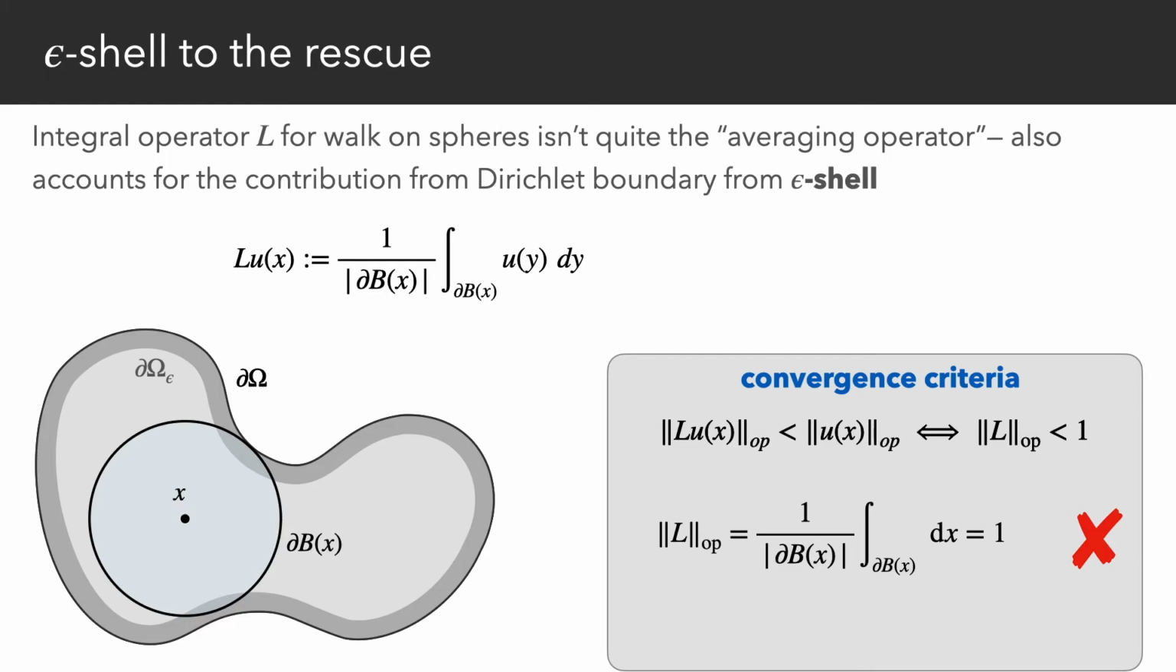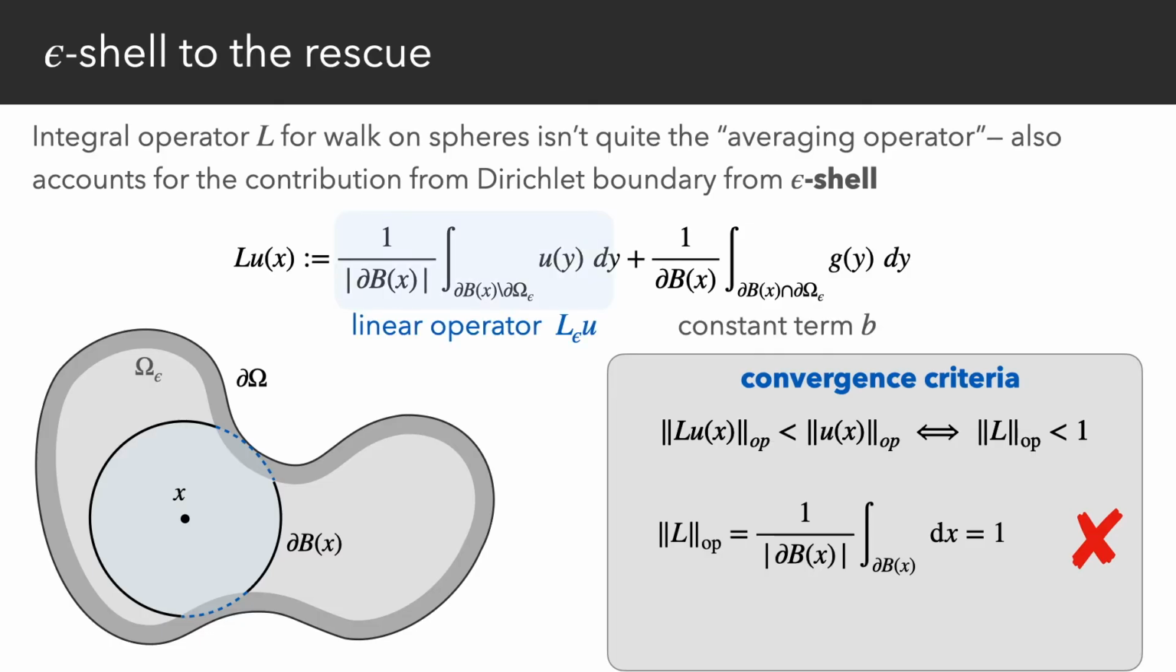Fortunately, walk-on-spheres doesn't exactly use the averaging operator. It instead evaluates the solution in the domain and the boundary data in the epsilon shell. The recursive operator, therefore, is only defined over a subset of the sphere outside of the epsilon shell. And so the integral always has a norm that's less than 1. And this makes a lot of sense. By incorporating an epsilon shell, we always allow walks to terminate, and so nested integrals are now well defined.